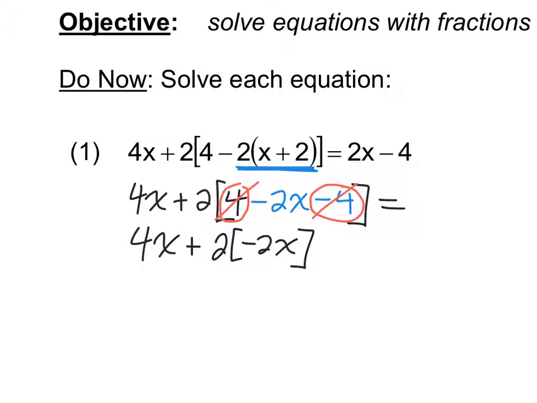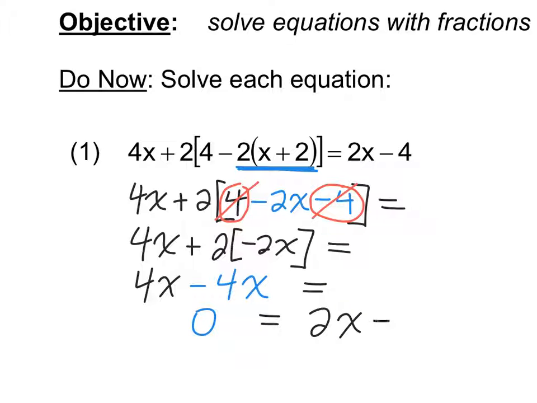So we're looking at 4x minus 4x. This is all equal to the right-hand side. It gives a result of 0. So 0 equals 2x minus 4.